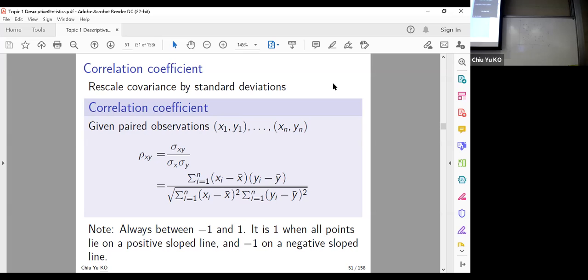And if they are +1, they will be like this, right? Everything lies on that line. If it's slightly positive, between 0 and 1, it will be somewhere here. Negative is somewhere there.